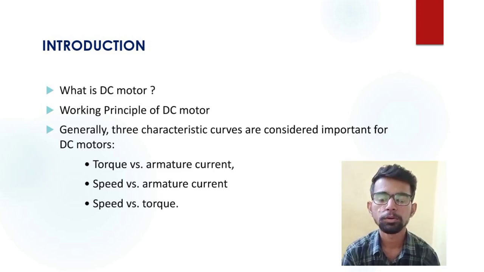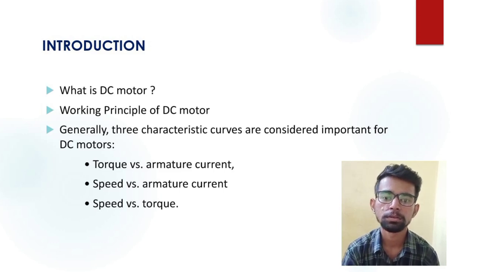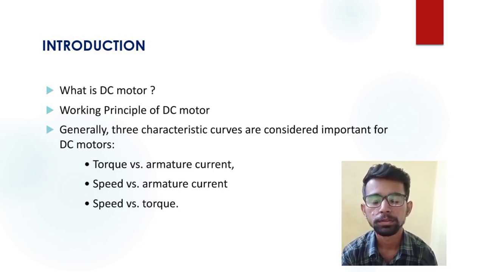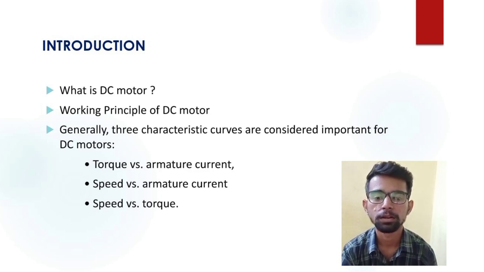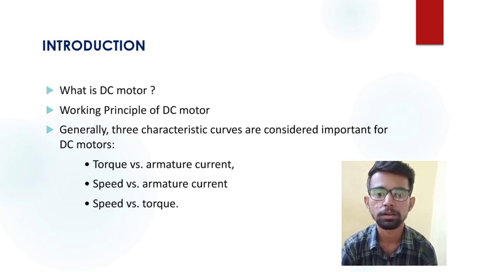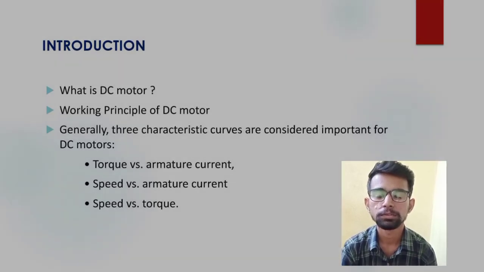So in a DC motor, there are three characteristic curves considered important. First is the torque versus armature current. Second is the speed versus armature current, and third is the speed versus torque.